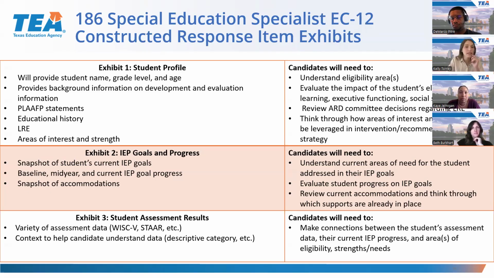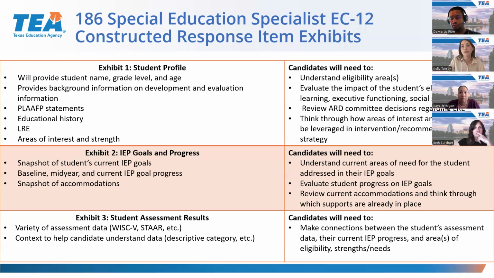The third exhibit is the student assessment. So here the candidate's going to engage with a variety of student assessment data. So they may see some sort of inventory data, they may see the student STAR data. It will vary depending on the CRI, but the candidate will also in that third exhibit be provided some context to help the candidate understand the data.